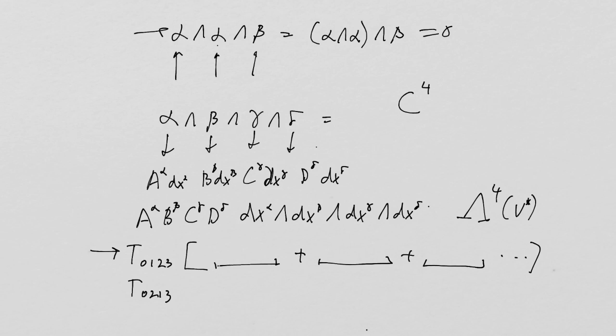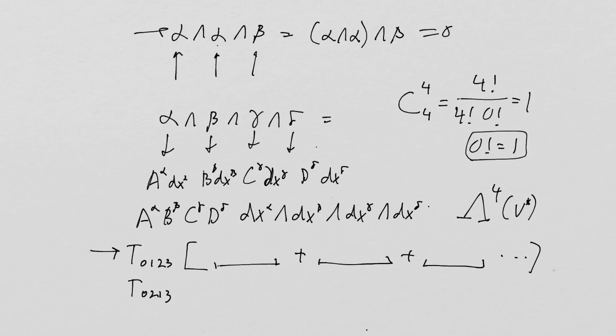It's C(4,4), right? Which is 4 factorial over 4 factorial times 0 factorial, which is 1. Because, of course, 0 factorial equals 1, right? So we're at one dimension. We're in one dimension now. So the fourth exterior power actually has one dimension.